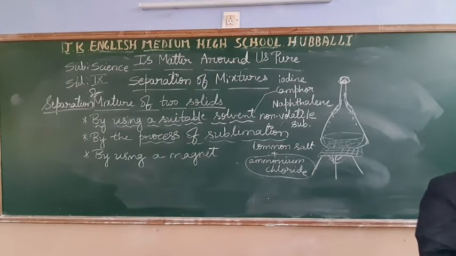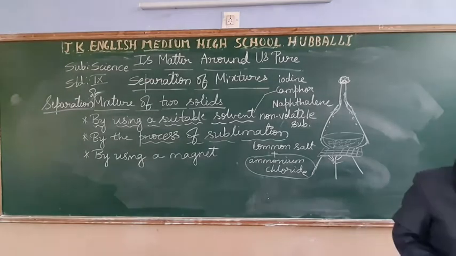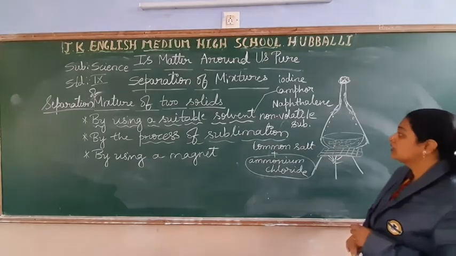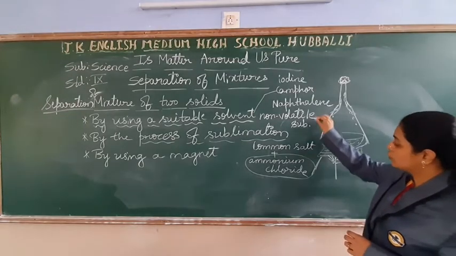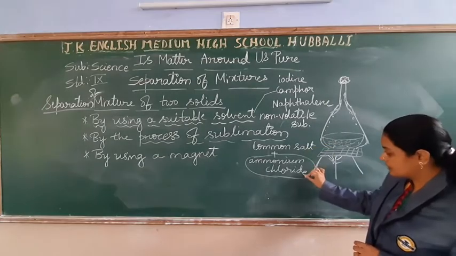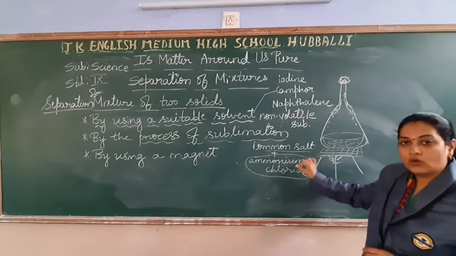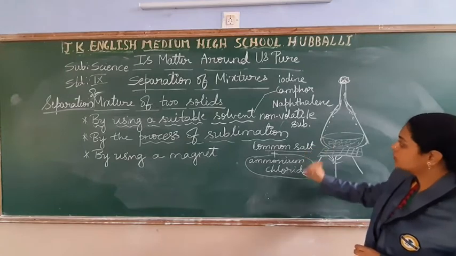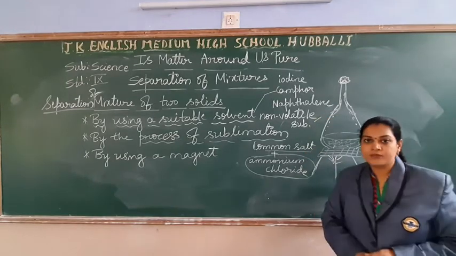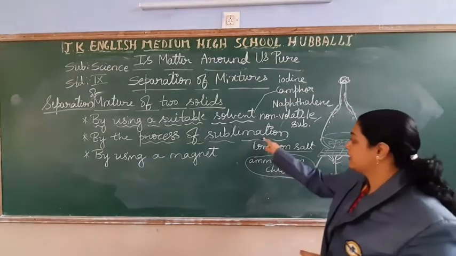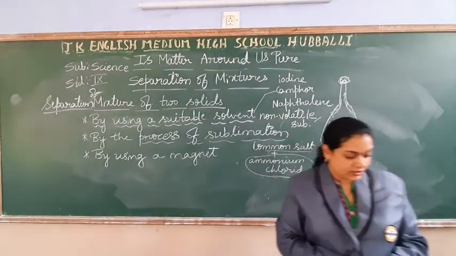Non-volatile substances, students. Any idea you have about that? If a substance does not easily evaporate or turn into a gas, then it is called non-volatile. So one should be non-volatile and one should be a sublimate. The non-volatile one will not easily become a gas, and the one that undergoes sublimation is called a sublimate. So in the mixture, one is non-volatile and one is a sublimate. Then we can use the process called sublimation. Hope you are understanding, students.